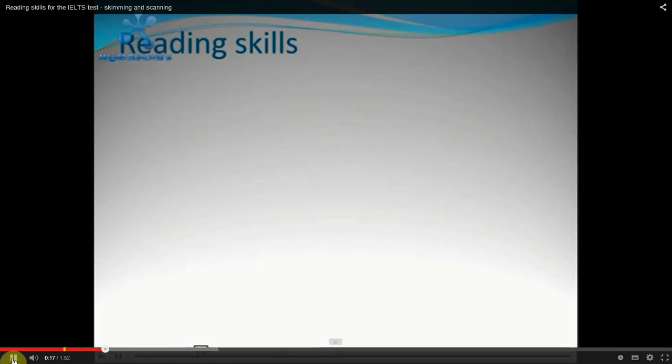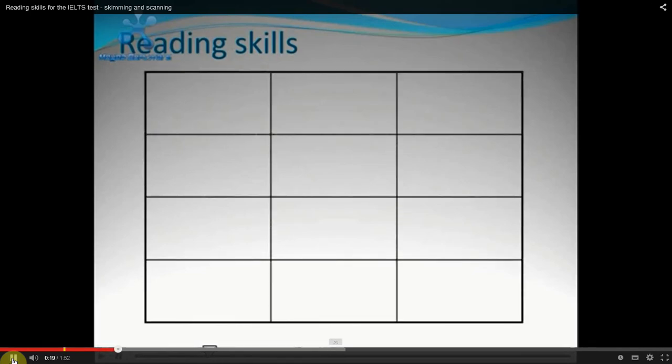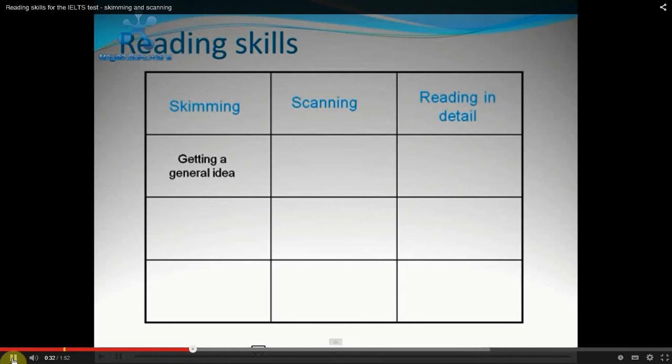There are 3 different skills you will need in the test: skimming, scanning, and reading in detail. Skimming means looking quickly at the passage to get a general idea of what it's about. Scanning means looking at the passage for specific information. Reading in detail requires you to carefully read the section of the passage you are looking for the answer in.